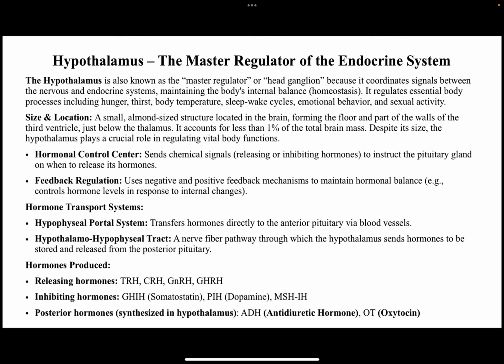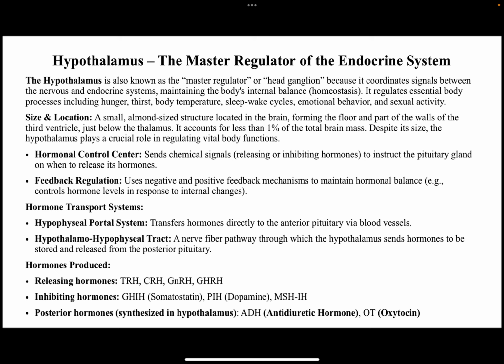Is that okay? Good. So basically that is it for the hypothalamus, the transport system. Now we will look at some of the hormones that are produced by the hypothalamus. So now you understand that we have hormones that are actually produced by the hypothalamus.